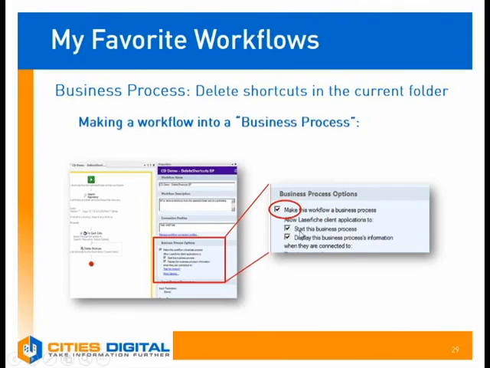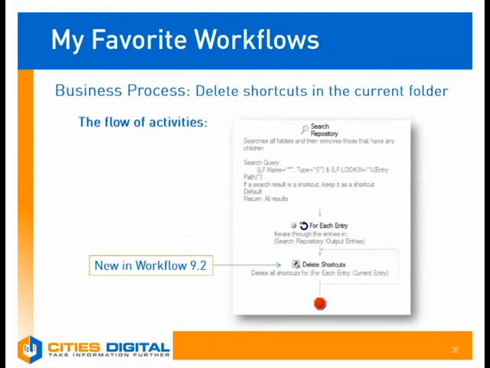By default, the two check boxes down below are checked, so you do want to make sure that they are checked. You want to start the business process, and you want to display the process information. That's always handy to have as well. And that's just a matter of clicking that box and you're good to go. Then you design your workflow as you would. What is its purpose? In this case, we're going to run a little activity to delete shortcuts.